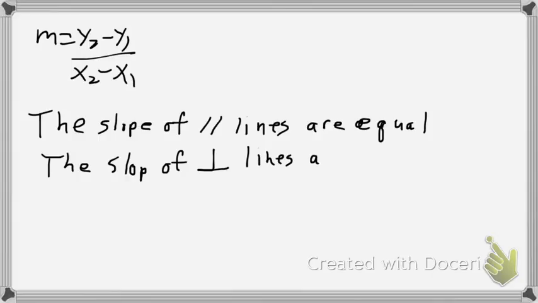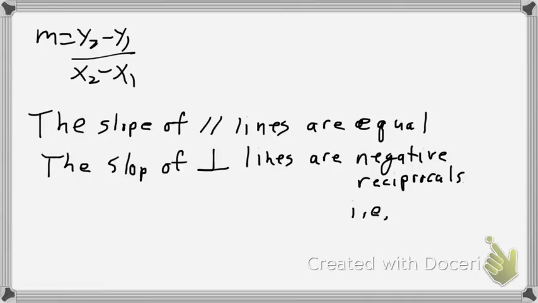So the slope of perpendicular lines are negative reciprocals, right? When you multiply them together, you get what? Negative 1. The product of the slopes of perpendicular lines is negative 1. So up there I just put the example. So if the slope of one line is a over b, what is the slope of a line perpendicular to that? Negative b over a, right? We flip it and change the sign.